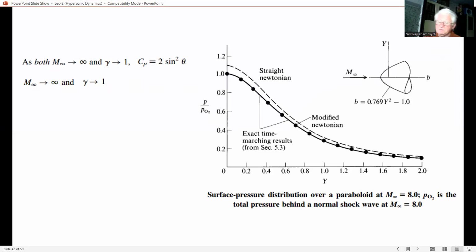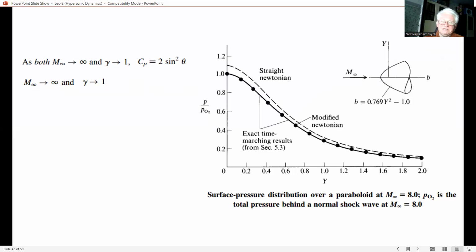And clearly, from the proper physics of the flow, the pressure at the stagnation point of the body is equal to the stagnation pressure behind a normal shock wave. And that is the p02 given by the equation in the previous slide. Okay?